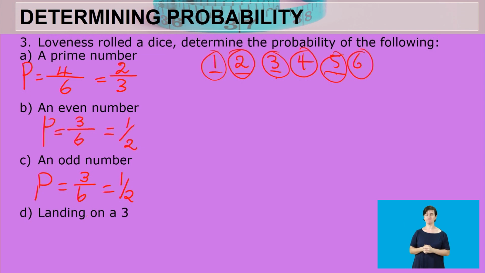Then what is the probability of landing on a 3? So probability is equal to, how many possible outcomes do we have? We've got 6 in total. And then how many 3s do we have in the die? We've got only 1 three, so it's 1 over 6.